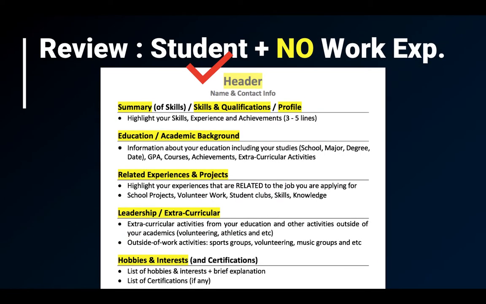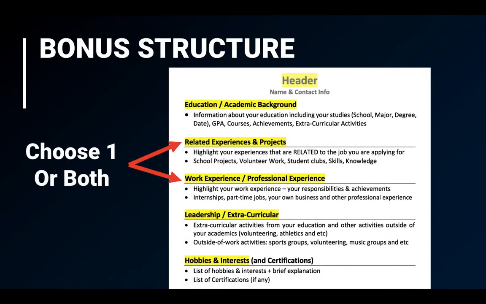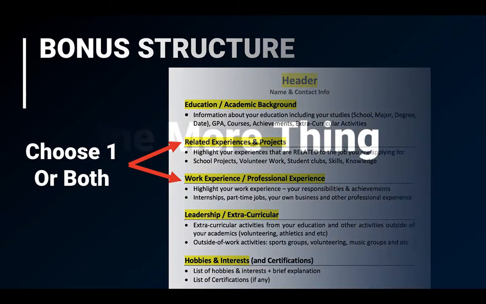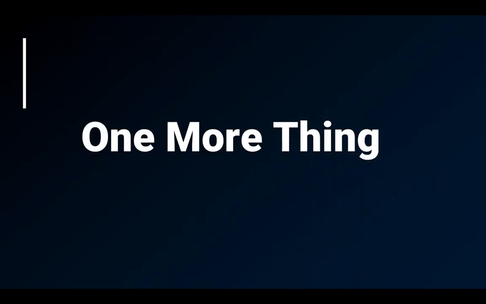And the second structure you can use if you're a student with no significant work experience: you have your header, summary, education, followed by your related projects and experiences. This is where you show that even though you don't have any significant work experience, you still have the minimum qualifications and skills to perform the job well by relating them to the projects and experiences that you have. Followed by your leadership and extracurricular activities, highlighting them using responsibilities and achievements, followed by your hobbies and interests. And the bonus structure is where you choose one or both of the related experiences or work experience.